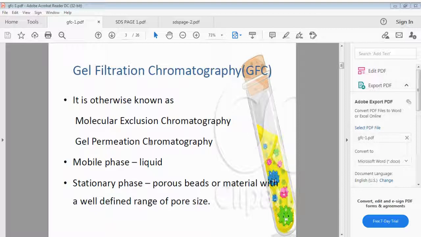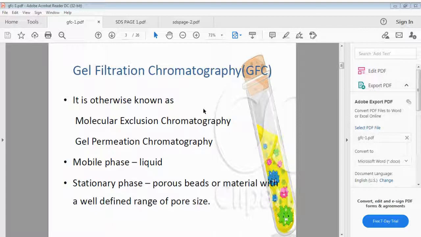So this is about gel filtration chromatography. The principle behind gel filtration chromatography is exclusion, you can say it is permeation, and you can also say it is filtration. The mobile phase involved is a liquid. So the liquid has to pass through the column.